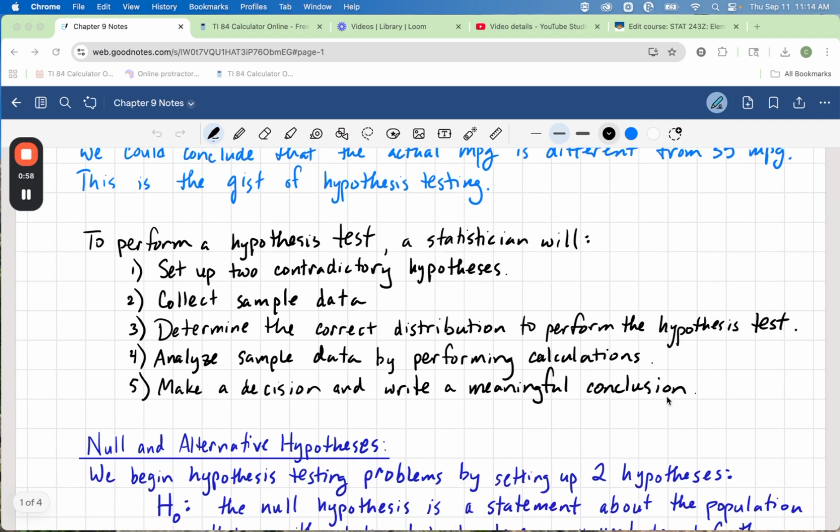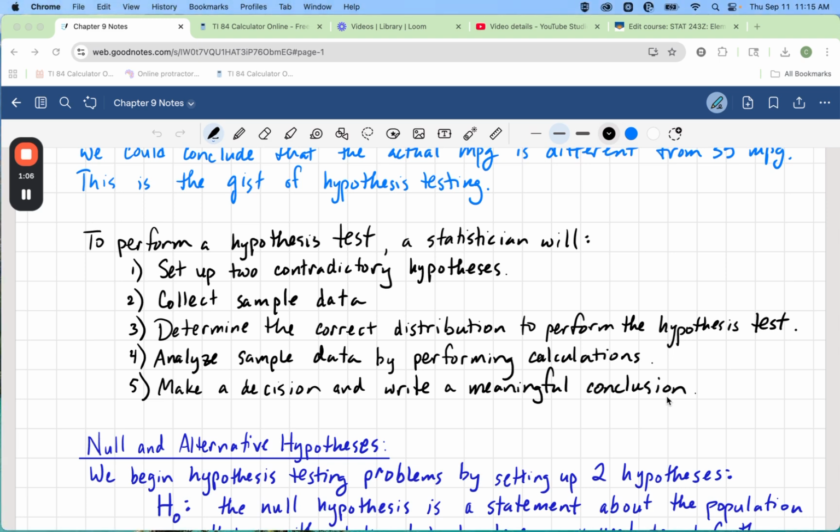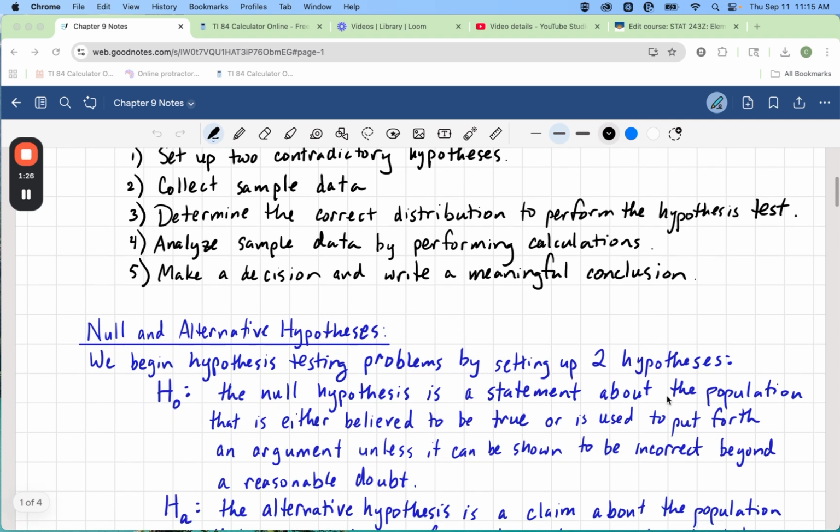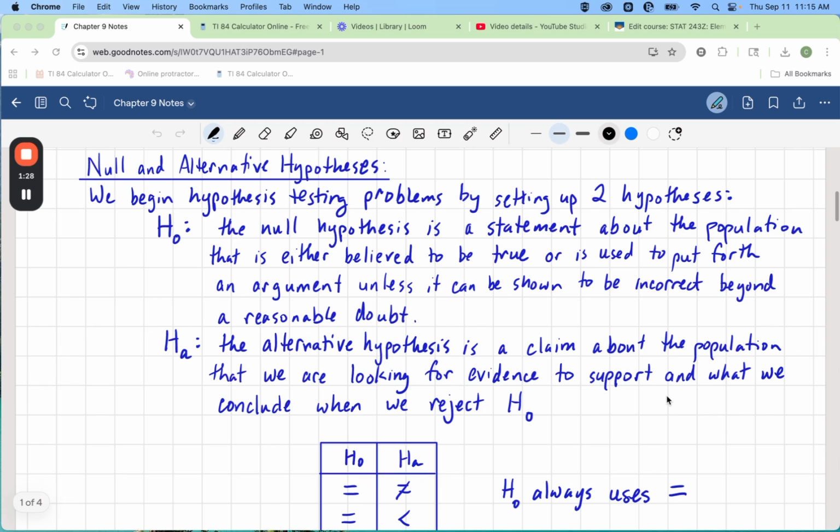All right, so to perform a hypothesis test, a statistician will set up two contradictory hypotheses. They're going to collect sample data, determine the correct distribution to perform the hypothesis test, analyze that sample data by performing calculations, and then we're going to make a decision and write a meaningful conclusion. So to start it all off, we're going to do two different hypotheses. We call those the null and alternative hypotheses.